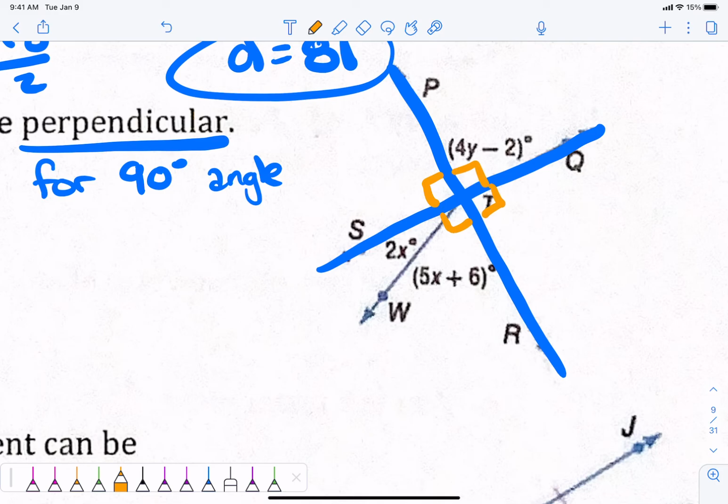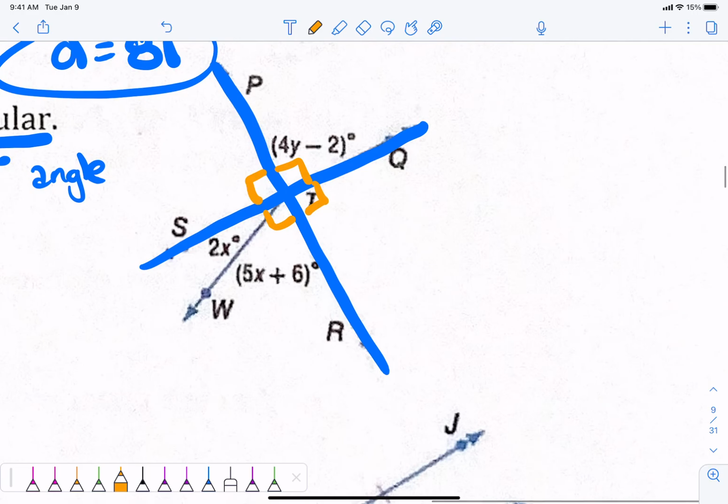Is there a name for the box thing? I don't know, I wish there was a name. We should look it up later. We'll look it up. Okay?